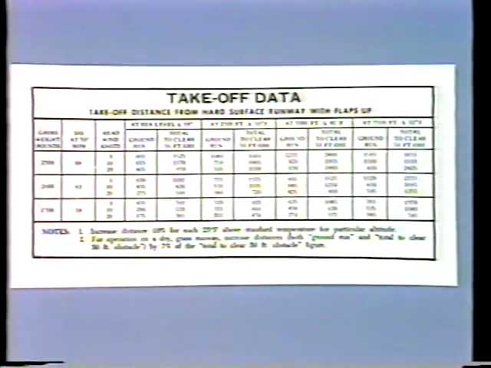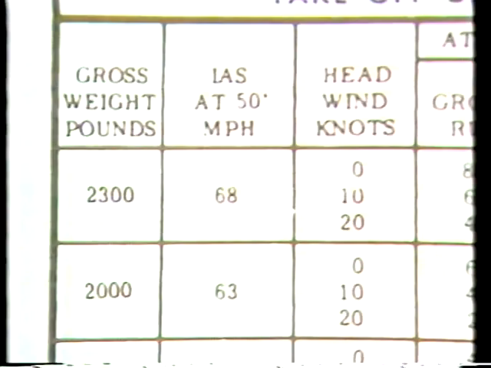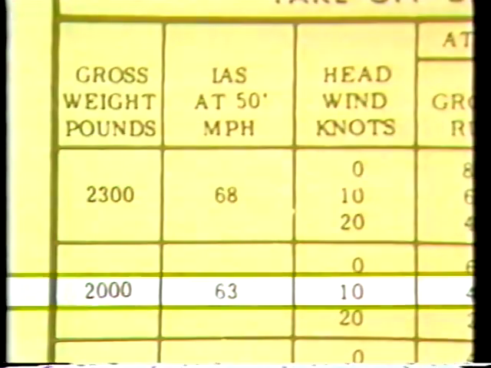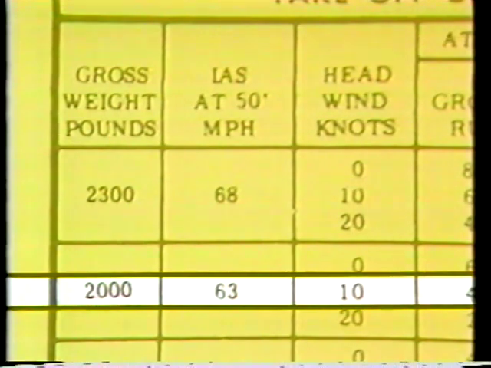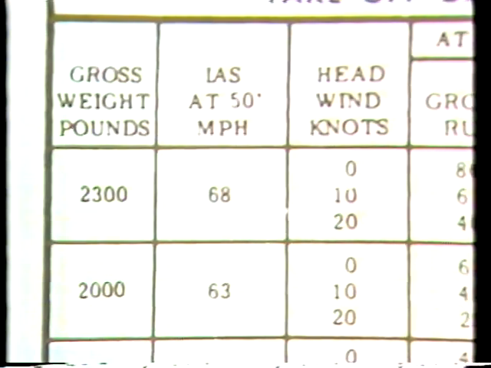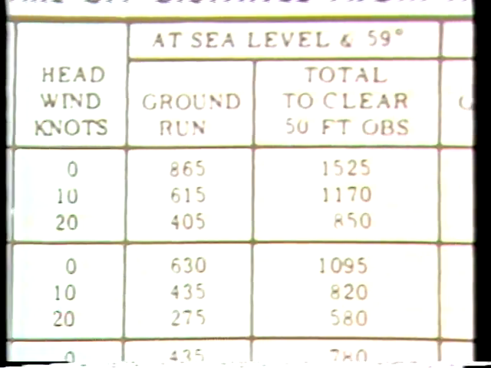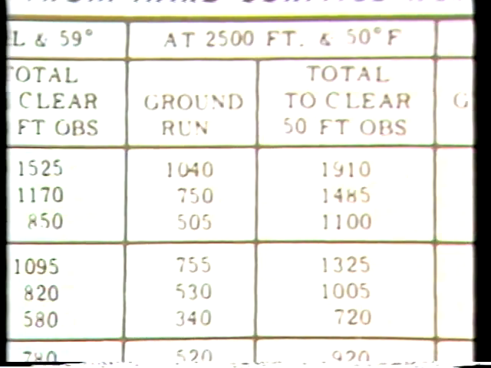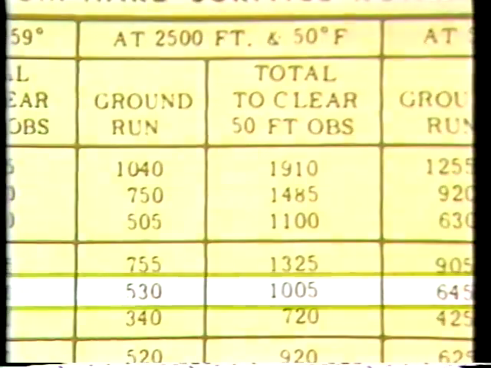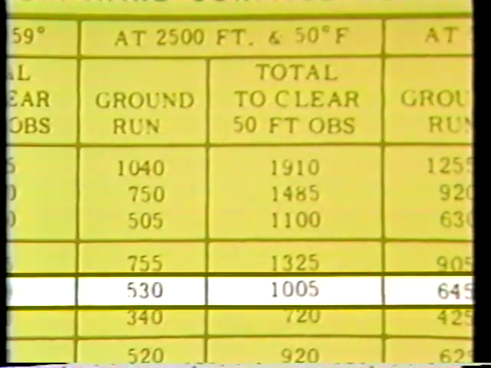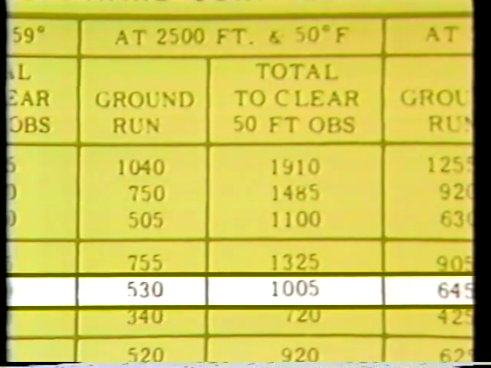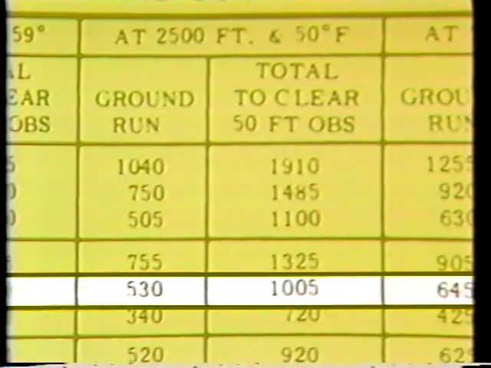Enter the chart at 2,000 pounds under the gross weight pound column. Move to the right past the indicated airspeed column, which tells you to use 63 miles per hour, to the headwind column. Use the 10-knot line. Work your way across to the two columns under 2,500 feet at 50 degrees Fahrenheit. The ground run is 530 feet, and the total distance to clear a 50-foot obstacle is 1,005 feet.